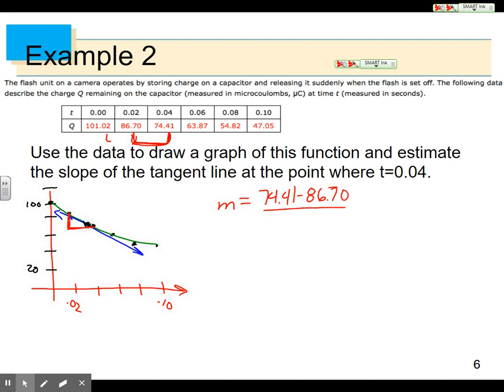So y2 minus y1 over x2 minus x1. Let's see, I think I worked that out somewhere on here. Maybe not. I have different numbers for some reason. Alright, so I'm going to grab the calculator real quick. A different table than my notes. Didn't catch up on that. So we've got 74.41 minus 86.7. I'm going to divide that by, oh, I'm missing a 0. Were you guys not going to tell me I was missing a 0? Divide that by 0.02, negative 12.31.